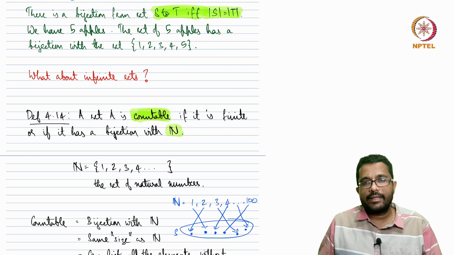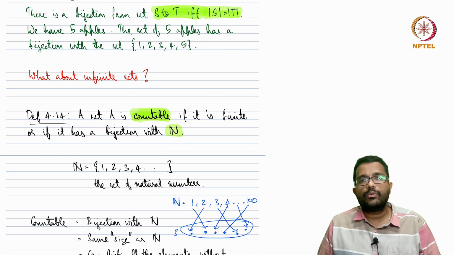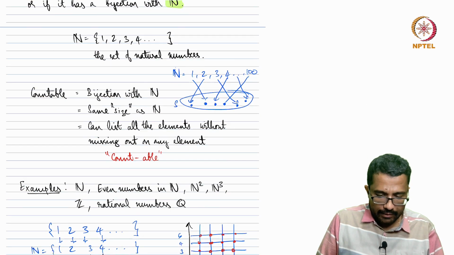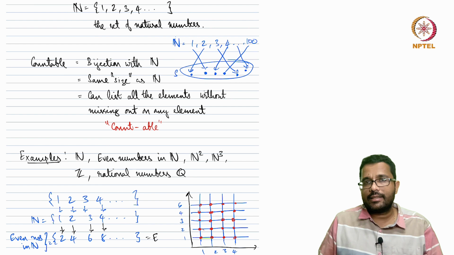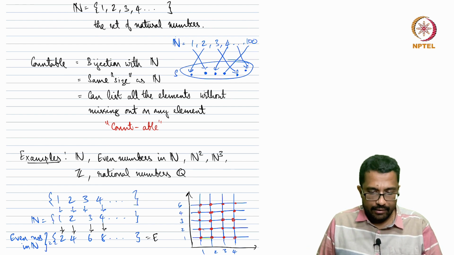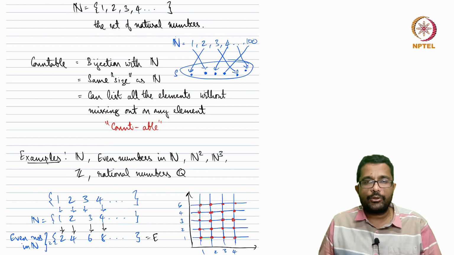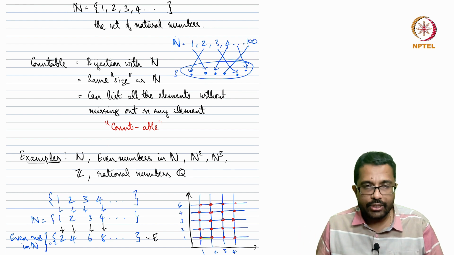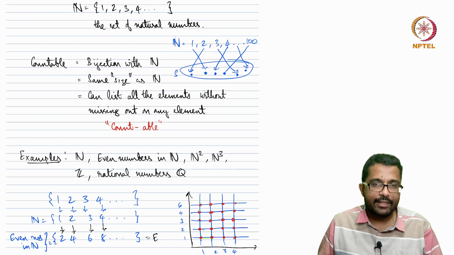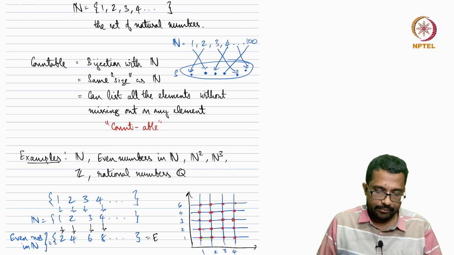So if a set has a bijection with the set of natural numbers, we call that set countable. And now we saw that the set of all natural numbers, obviously it is countable because it has a self bijection. Then we saw that the set of even natural numbers, the set of n squared where n is a natural number, the set of all integers, and the set of all rational numbers, these are all countable.